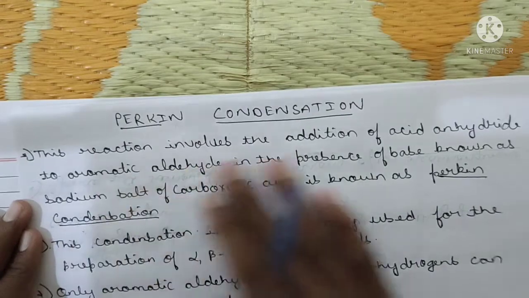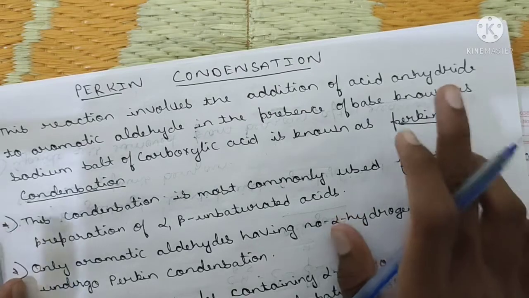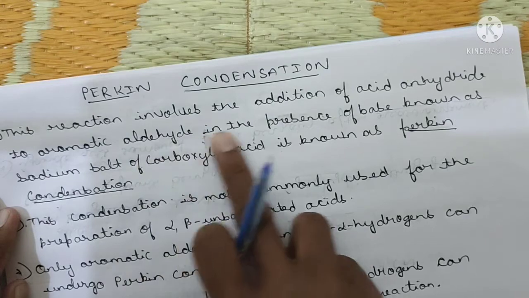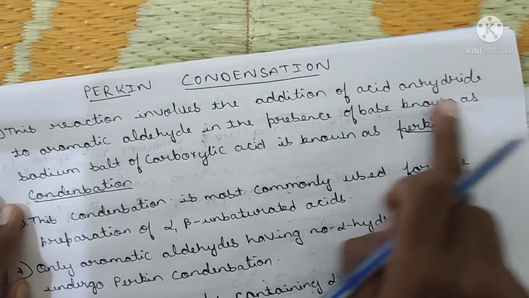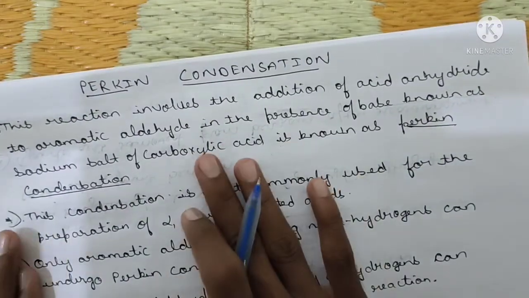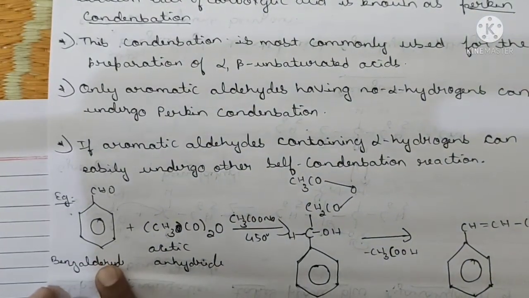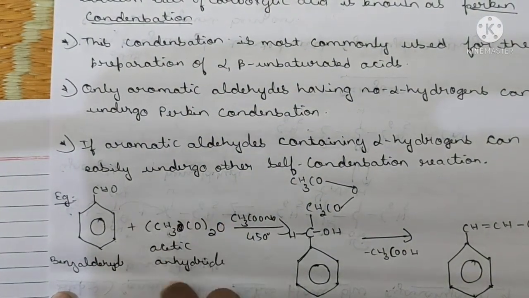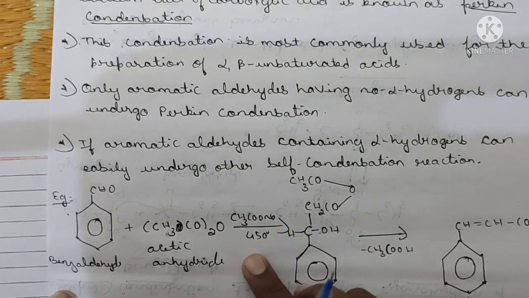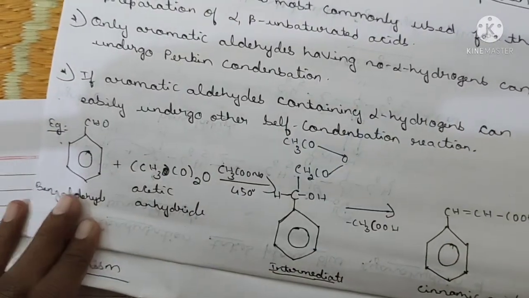Let's begin. This reaction involves the addition of an acid anhydride to an aromatic aldehyde in the presence of a base, the sodium salt of a carboxylic acid. This is known as the Perkin condensation. Simply put, only an aromatic aldehyde can take part here. When the aromatic aldehyde reacts with the acid anhydride in the presence of the sodium salt of a carboxylic acid, CH3COONa, at a high temperature, the Perkin condensation takes place.